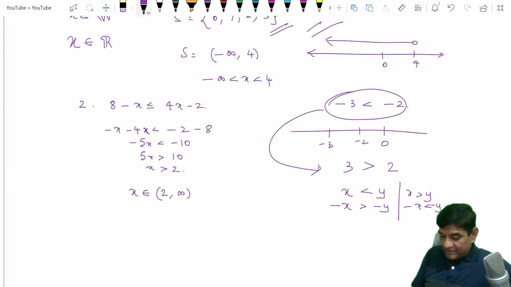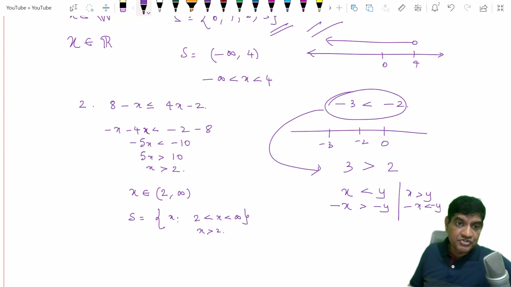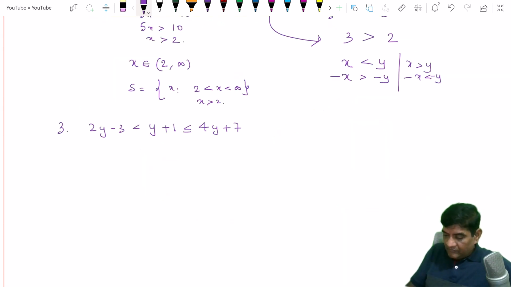What is the other way of writing this? The solution set is simply equal to x such that 2 less than x less than infinity, or you can simply say x is greater than 2. That's also fine. Again, if the replacement set is not mentioned, it is understood that it is a set of real numbers. So here we have 3 binomials with 2 inequalities.